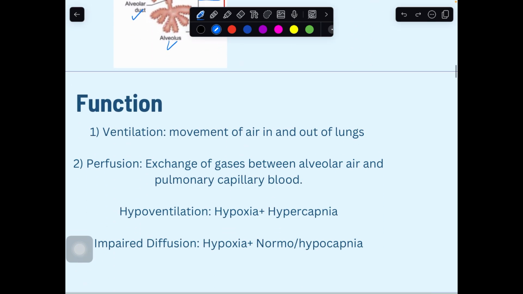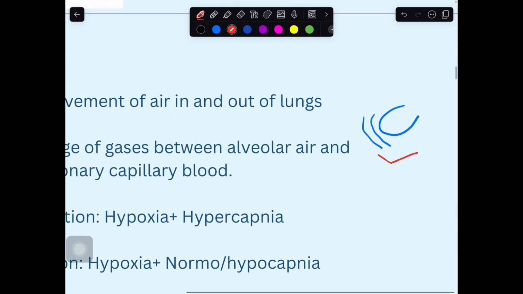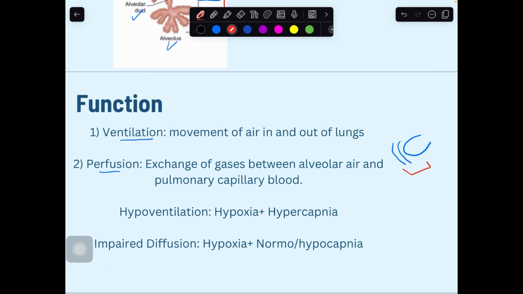What is the function of my respiratory system? We have two different functions mainly. We have ventilation, which is defined as the movement of air in and out of the lungs, whereas perfusion is the actual exchange of gases happening between my alveoli and my pulmonary capillaries, so the blood. Perfusion is this area specifically between the alveolar wall and the capillary. Ventilation is the whole movement of the air, the mechanical movement, the breathing, you could say, of the air inside of the lungs.